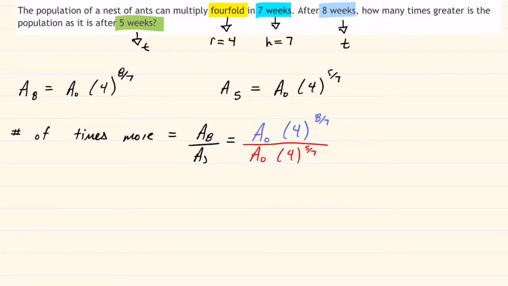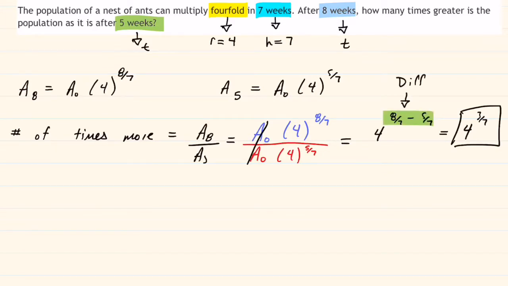Well, because we're dividing, those A naughts cancel. So that's why it doesn't matter if we know the initial amount. Now the bases are the same, so all we have to do is subtract the exponents. There's already a common denominator, so it's just 4 to the power of 3/7. So all we need is R and H and the two times, or the two things we're trying to compare. And it's always going to be the difference, no matter what. We don't need to know the initial amount.